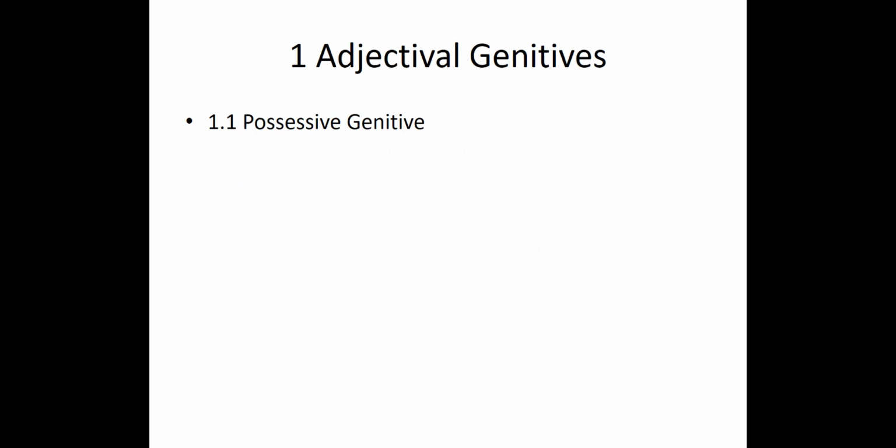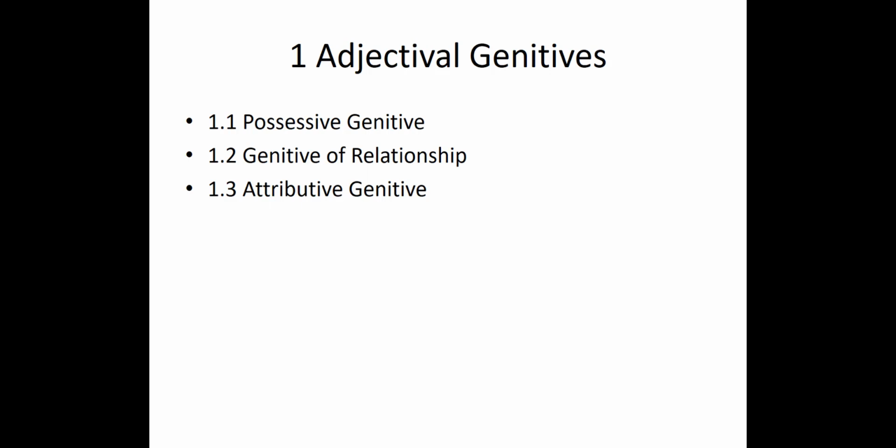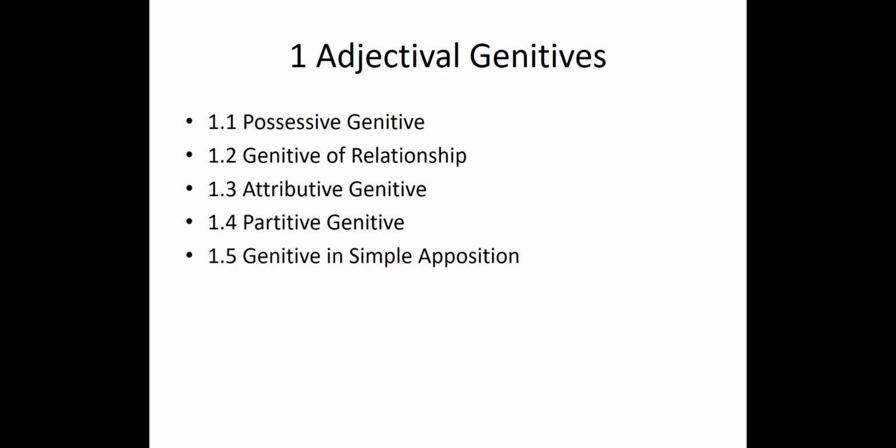So this is our big first large category. Within this large category, we're going to talk about possessive genitive, a genitive of relationship, an attributive genitive, a partitive genitive, genitive in simple apposition, genitive of apposition. Keep in mind when you study a syntax book, some examples in the New Testament aren't going to be some of these main categories. They're going to be some of the more refined and nuanced categories that don't occur all that often. So you will need to keep your syntax book as a reference for times like that.